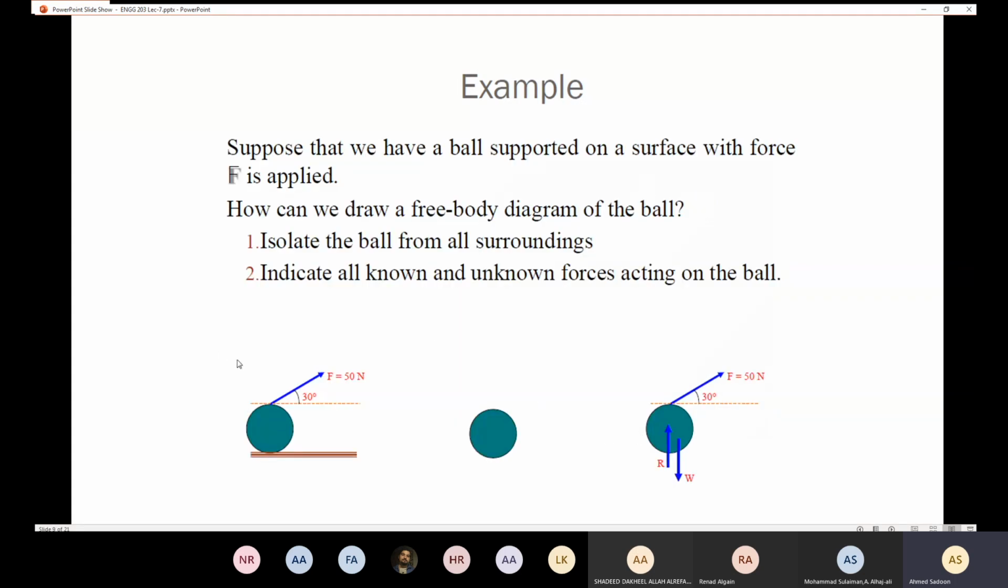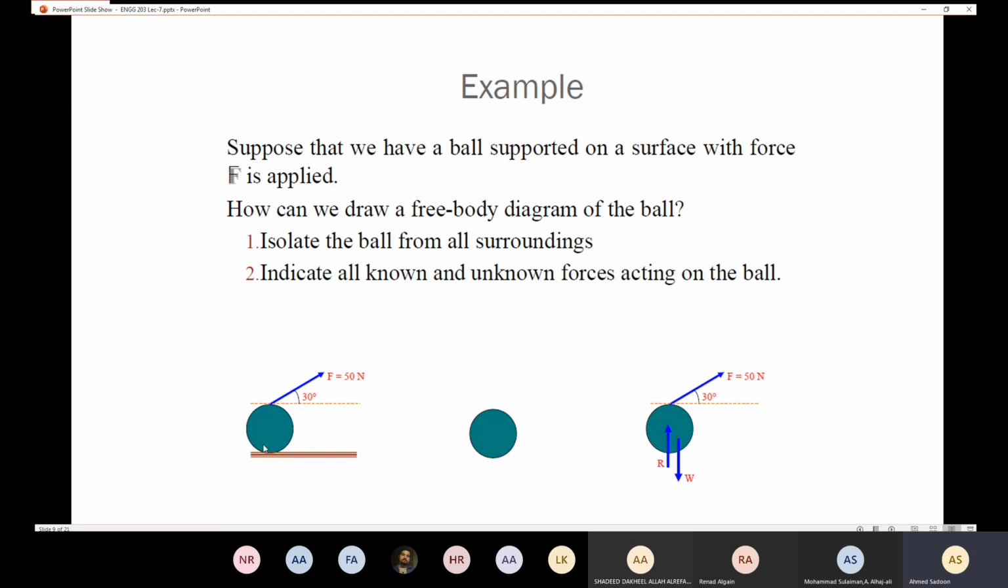Also, suppose you have a ball like this one here, and you have a force acting on that ball. I need to know how I'm going to draw the free body diagram. For a case like that, first I need to isolate the ball from all the surroundings. So here I need to take the ball and draw it without the surroundings. Then I need to put only the known and unknown forces. This is the known force because I know the value here.